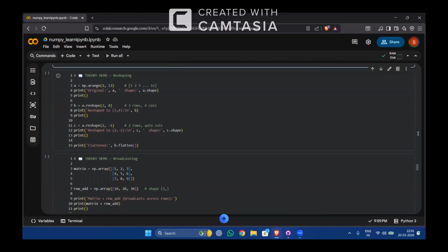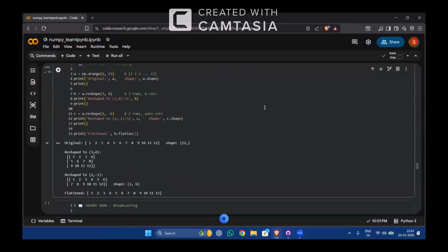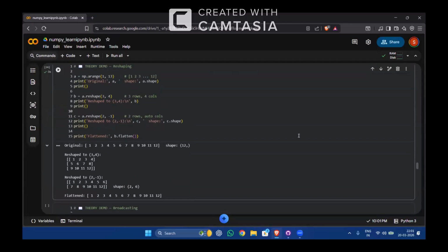See that example. np.arange of 1, 13. The elements will be generated from 1 to 12. Its original shape is what? 12 comma, right? Only a single row. Then we are reshaping it into 3, 4. So then what will be the shape? 3, 4. It becomes 3 rows and 4 columns arranged in that particular way, right?